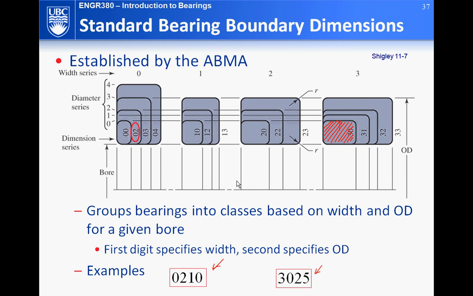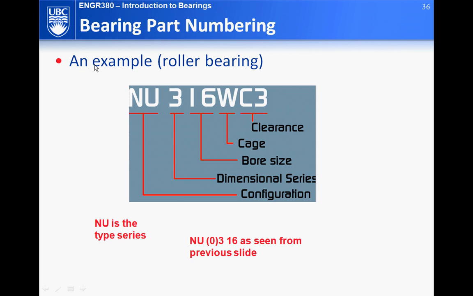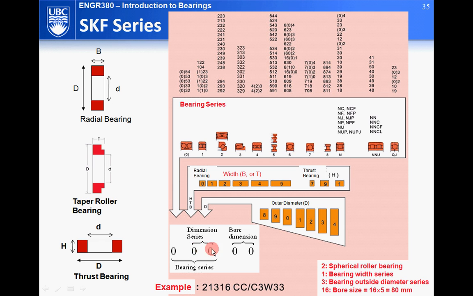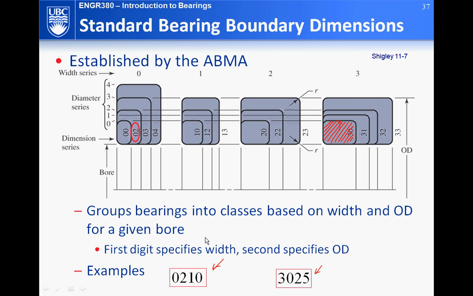So this diagram here shows you the combination. When you have a combination of width series and diameter series, basically a combination of these two numbers, W and D. It's a little confusing, so let's look at the first one. When the width is 0, your outside diameter series can be 0, 1, 2, 3, 4, right? So combination 0, 0 has this kind of characteristic. 0, 2 has this. So what does that mean?